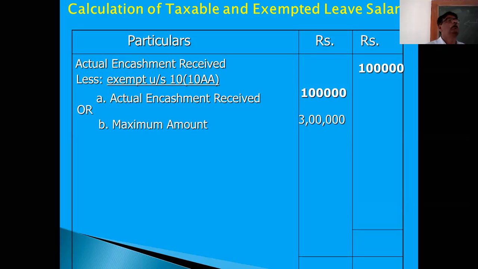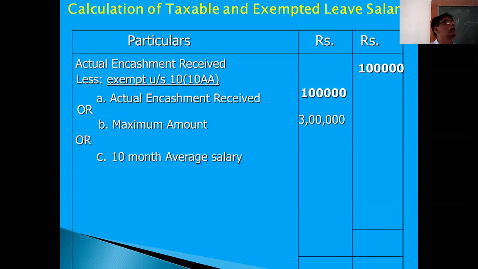Maximum amount is 3 lakh rupees. It is fixed. There is no calculation. It is fixed by the income tax authority. 3 lakh rupees maximum. Third point is 10 months average salary. You have to calculate the average salary first for the 10 months, then multiply by 10. 10 months salary is allowed.